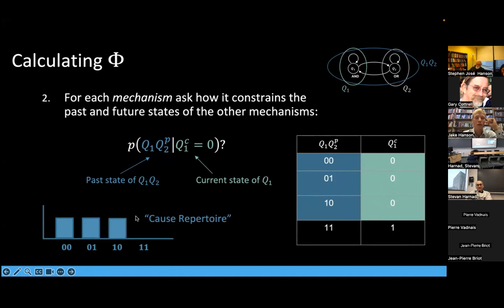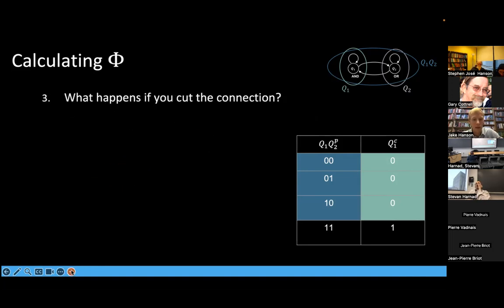So my first result is going to concern these cause repertoires. I know it's technical and I apologize for that, but there's basically no way around it. So this is the cause repertoire for this mechanism and this specific element, Q1, Q2. And the whole aspect of integration is you ask, what happens if you cut the connection between Q1 and Q2? So rather than Q1 constraining Q1, Q2, you just let it constrain Q1. And so here, for Q1, the possibilities are 0 with probability 2/3 and 1 with probability 1/3. So that's your Q1 connection.